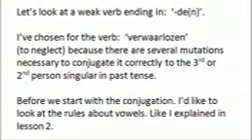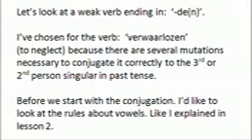Let's continue right away. Let's look at a weak verb ending in de or den. I've chosen for the verb verwaarlozen, to neglect, because there are several mutations necessary to conjugate it correctly to the first or second person singular in past tense.